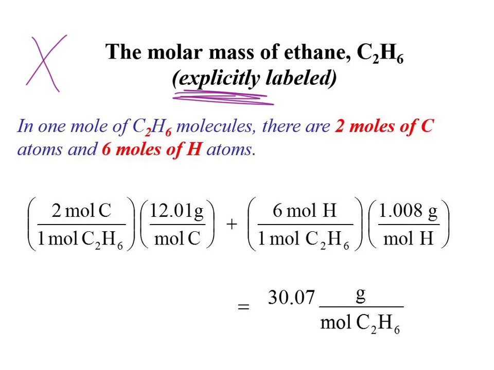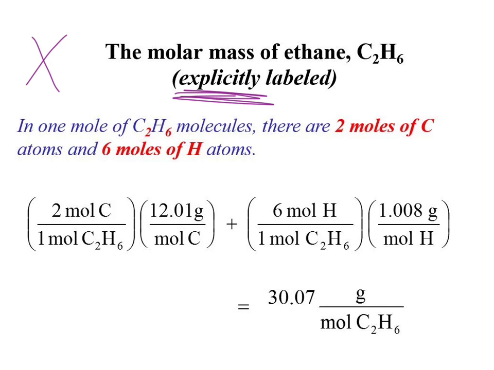2 moles of carbon per 1 mole of the compound times the molar mass of carbon, 12.01 grams per 1 mole of carbon. And then we turn our attention to the hydrogen. There are 6 moles of hydrogen in the compound per mole of compound. The molar mass of hydrogen, the decimal number for hydrogen, is 1.008 grams per mole. So the molar mass of the compound is 30.07 grams per 1 mole.